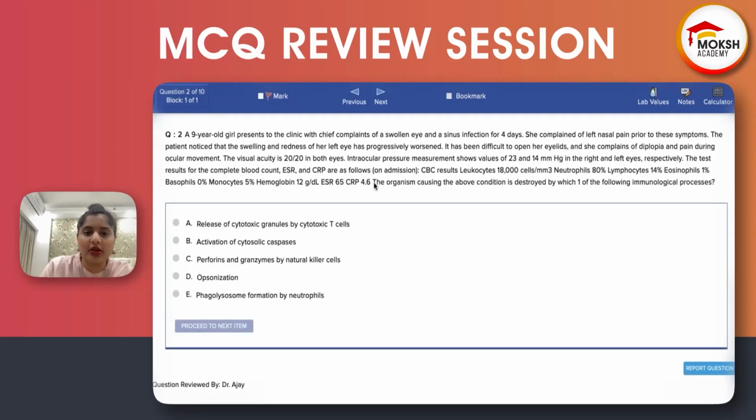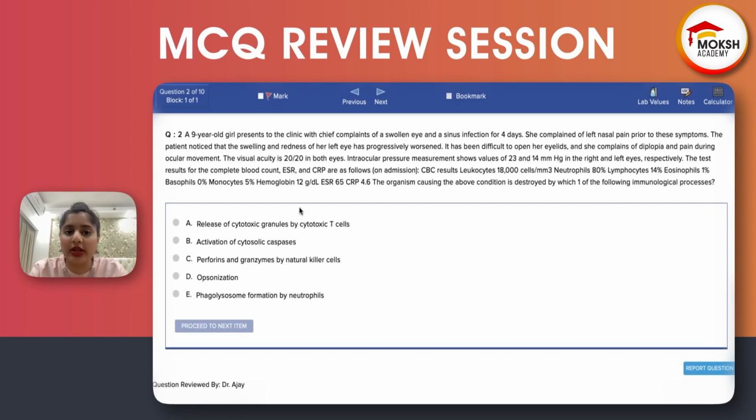Again, reading the last line here. The organism causing the above condition is destroyed by which one of the following immunological processes? We have a 9-year-old girl who presents to the clinic with chief complaints of a swollen eye and a sinus infection for 4 days. She complained of left nasal pain prior to these symptoms. The patient noticed that the swelling and redness of her left eye has progressively worsened. It has been difficult to open her eyelids, and she complains of diplopia and pain during ocular movement.